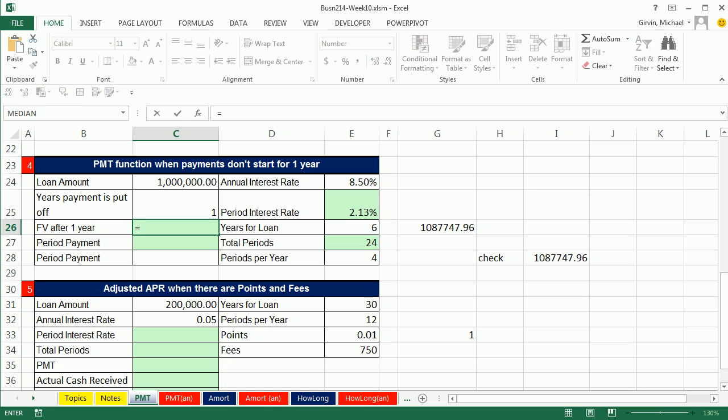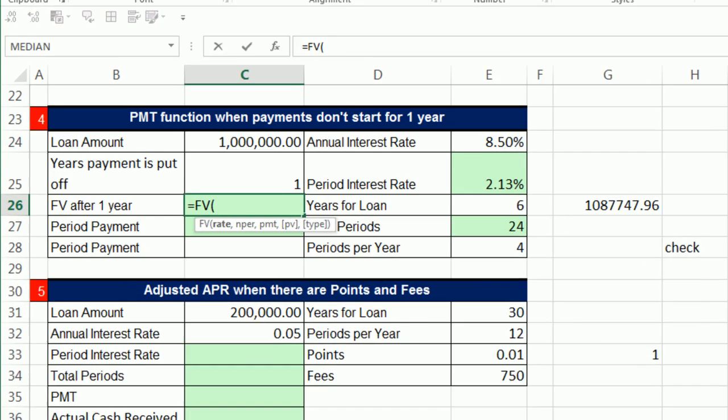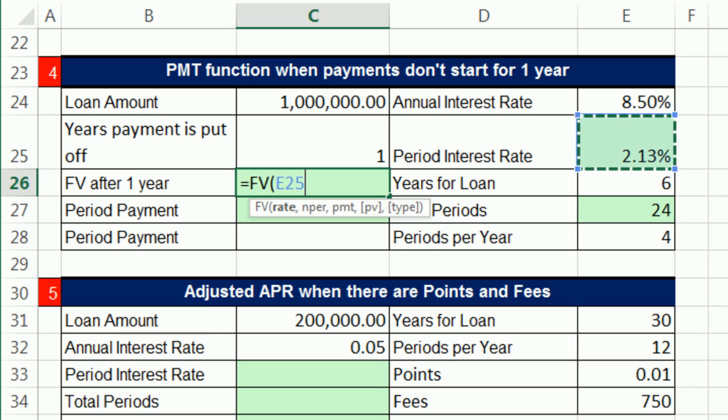All right, we're going to see how to use the future value function. The rate, well, the period rate is 2.13%, comma, total number of periods. Now, I'm going to be careful here. I know it's 4 because it's only 1 year, but I'm not going to click there. I'm actually going to say total number of periods is 1 year times 4. That way, for this template, if I come back later and in that cell I put a 2, which means we put the payments off for 2 years, this formula will calculate correctly with the total number of periods. So the total number of periods is just 1 times 4, which is 4.